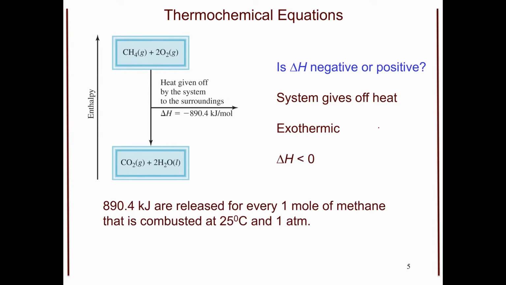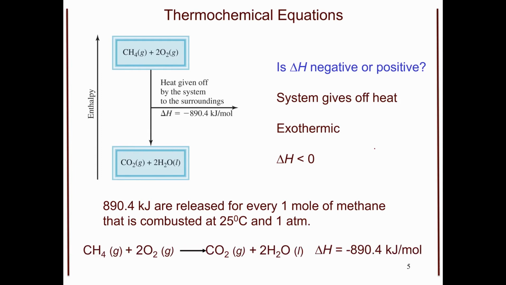So now we can state that 890.4 kilojoules of energy are released for every 1 mole of methane that is burned at 25 degrees C in 1 atmosphere when it has oxygen. Now that could be a mouthful. It is best for us to go and write a balanced chemical equation, as you see here, and then separate the delta H. But there's a major difference in this problem. Notice that our delta H retains the negative sign. So our delta H being negative 890.4 kilojoules lets us know that this energy is being released.